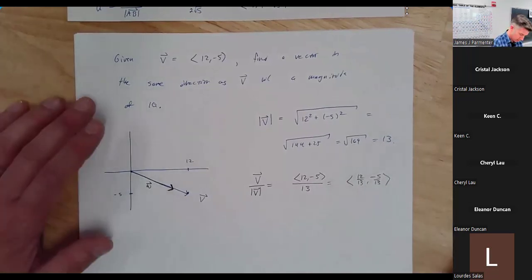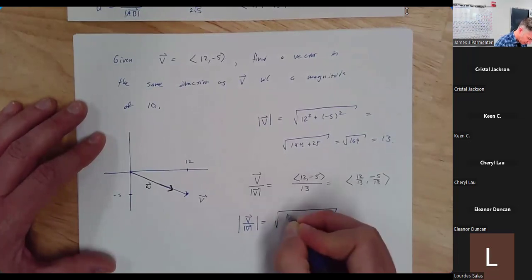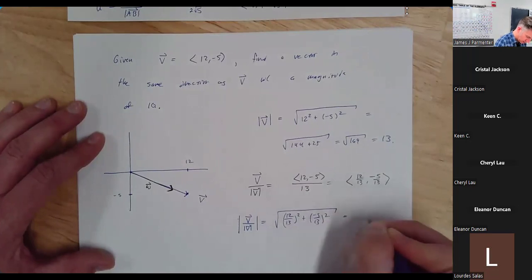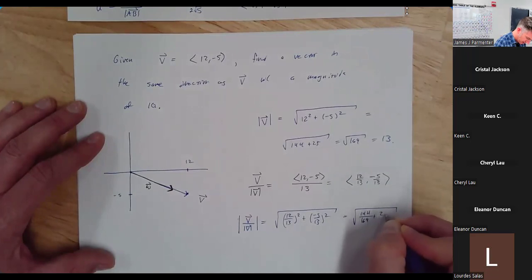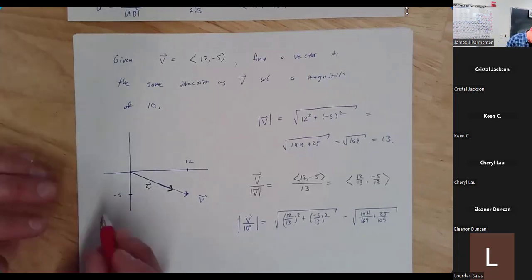You could check the magnitude of this vector, which is a little annoying, but oh well, is the square root of 12 thirteenths squared plus negative 5 thirteenths squared, which is literally the square root of 144 over 169 plus 25 over 169. Oh yeah, that definitely adds up to 1, and the square root of 1 is still 1. You never need to check this, but I just want to point out that when you divide a vector by its own magnitude, you really, truly do get a new vector pointing in the same direction with a magnitude of 1.